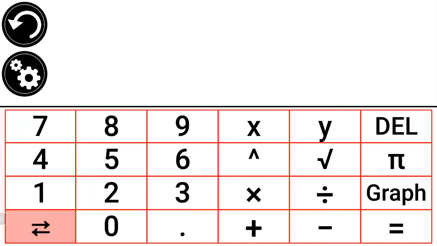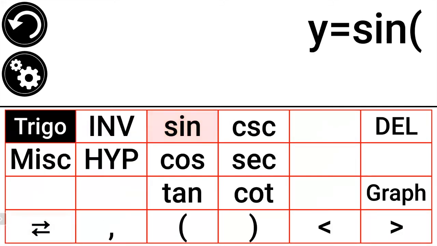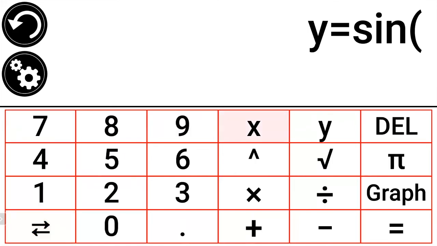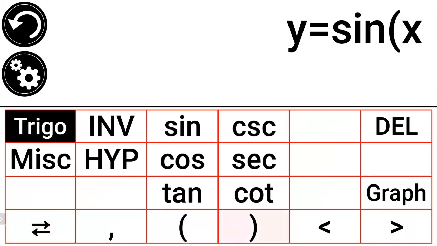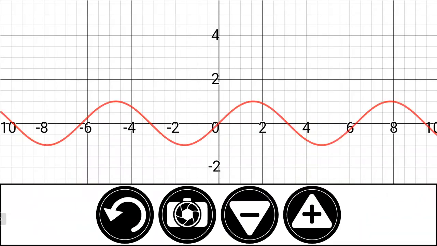Now, let's try our new graphing calculator. Let's write y equals sine x. And do not forget your closing bracket or else the graph will not work. Once you have the function written, tap on graph. The function will be traced out. We are using the Desmos API to do this.